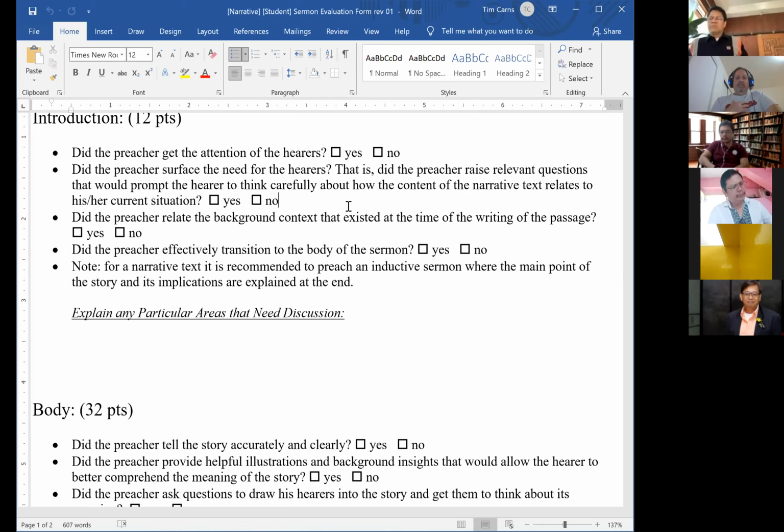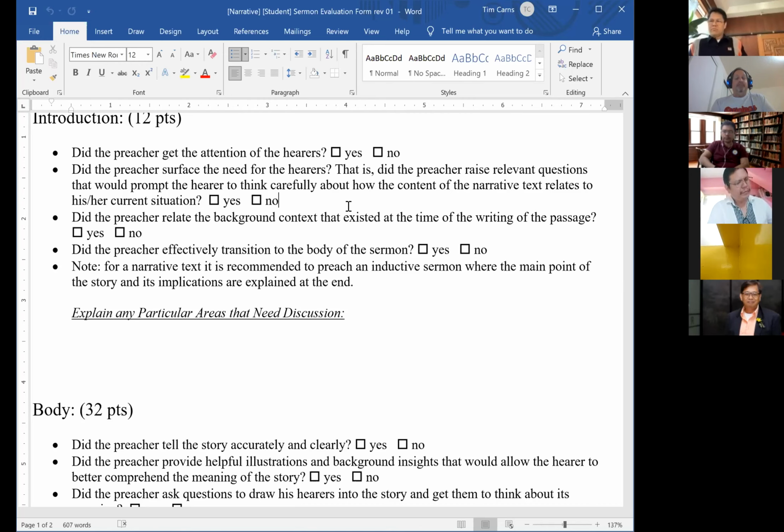Okay, that's me. There are some, like John MacArthur, who usually have long introductions because they spend a lot of time surfacing the need. He's very good at identifying issues in the culture or problems and how this passage is going to answer or address those problems. He's good at it.